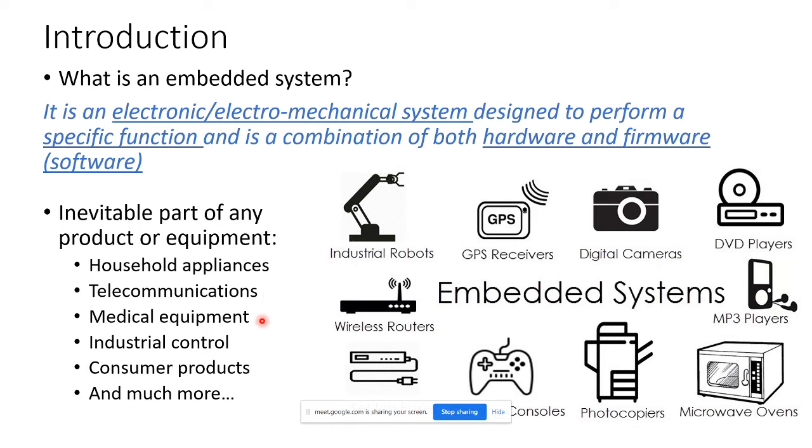And then we have medical equipment like your EEG, ECG, all these things. Then industrial control: we see all this industrial process automation, and those also are ultimately controlled by these embedded devices. And we have consumer products, like your game consoles, your digital cameras, DVD players, all these things. And there's much more. Like I mentioned, in this modern world, it's rarely that we see something that's not an embedded device. Things are getting smarter and smarter these days.